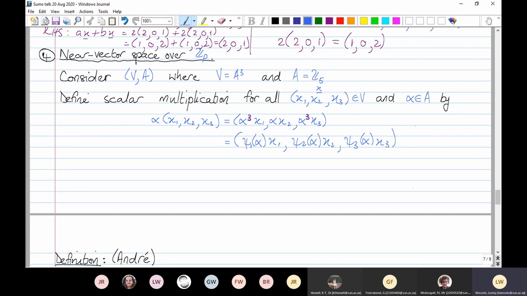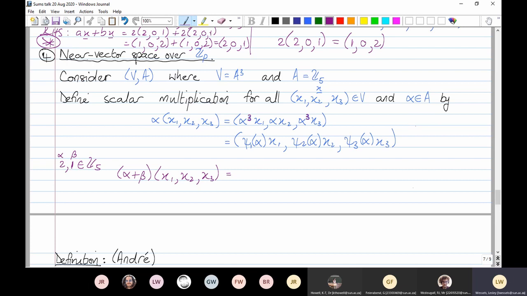So just to illustrate that this particular property over here is not met, what example did I use? We are in Z5. So let's say I take 2 and 1 in Z5, and let's say that is alpha and beta. So (alpha plus beta) times (x1, x2, x3).